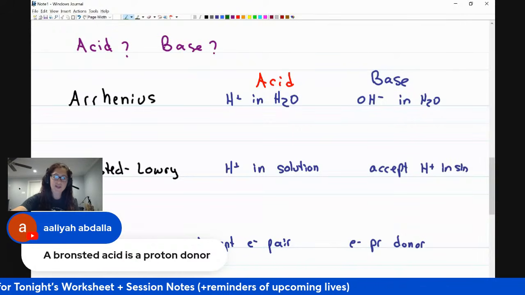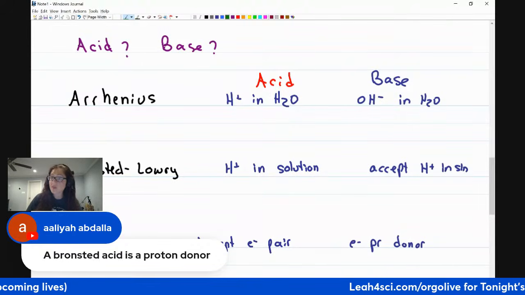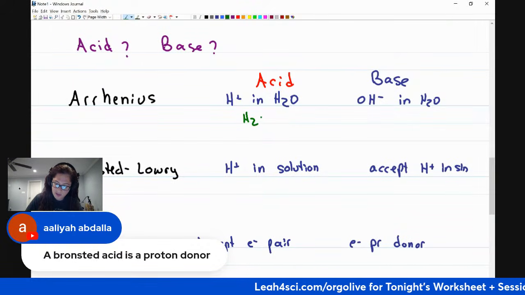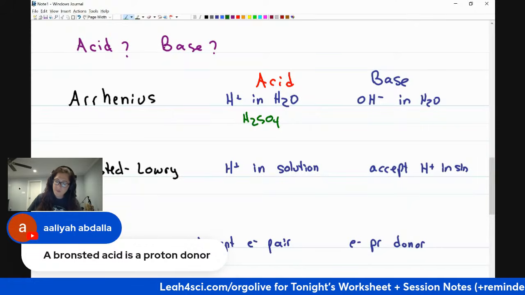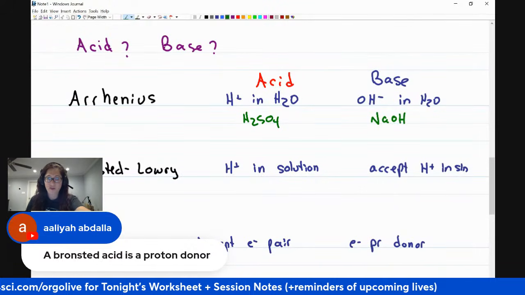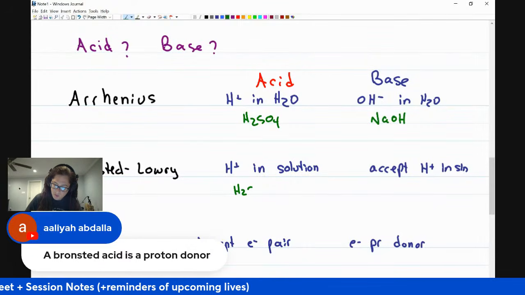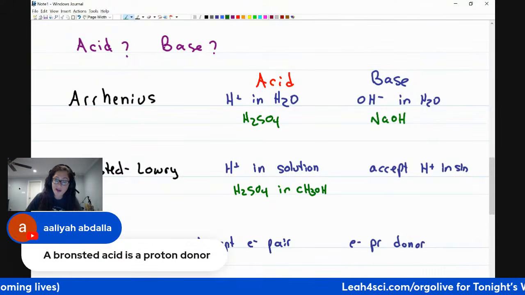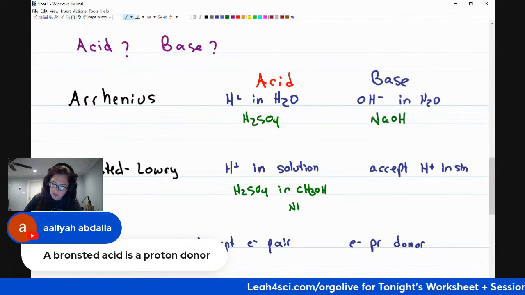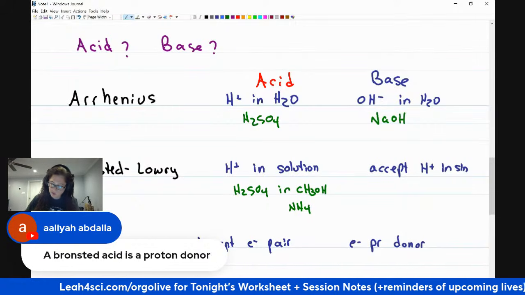So going back to the definitions here, we said that an Arrhenius acid is something that gives us H plus in water, for example, H2SO4. An Arrhenius base, something that gives us an OH minus in water, for example, NaOH. For the Bronsted-Lowry, I can still have that H2SO4 as my acid, but this time, perhaps I put it into an alcohol, or I put it into ammonia. For example, ammonium something, that's an H plus donor in solution.